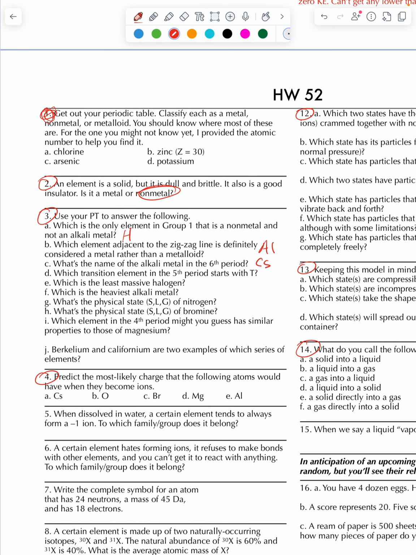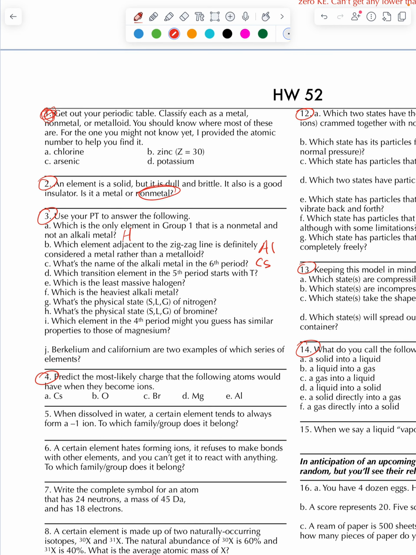Which element in the 4th period might you guess has similar properties to that of magnesium? Well, I'll waste time going there. Magnesium is an alkaline earth metal, and the fourth period is here. So right here, it'd be calcium because, again, elements in the same column tend to have similar properties. Again, I'm not sure if I'm going to waste questions I could ask on that on a final. Berkelium and californium are two examples of which series of elements?